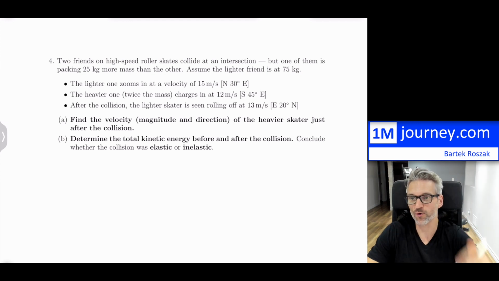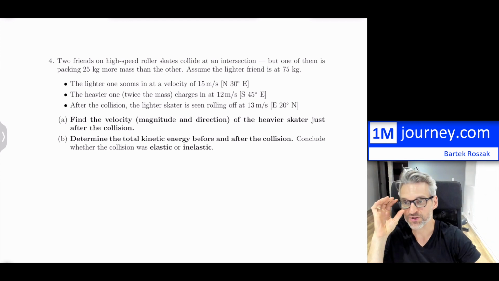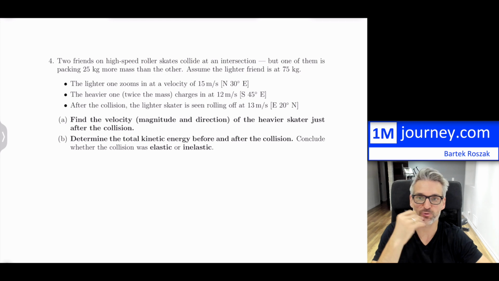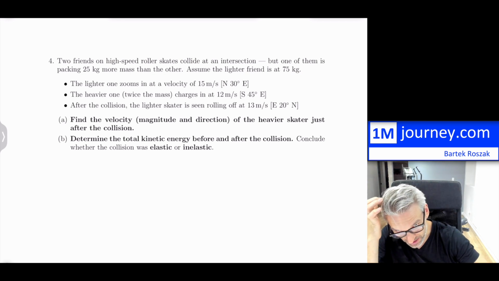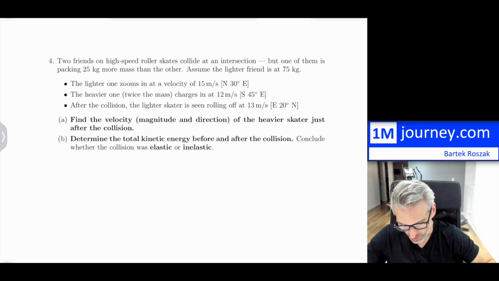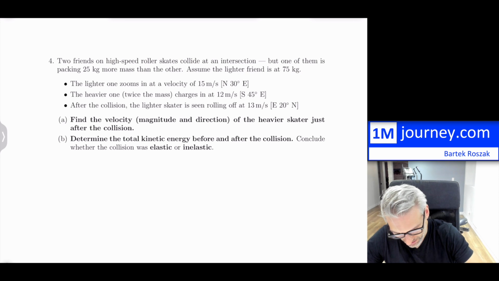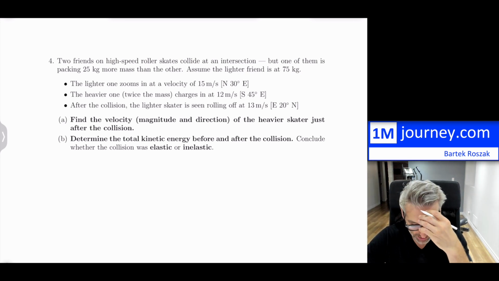Here's question number 4. So this one says, we have 2 friends on high-speed roller skates and they collide in an intersection, but one of them is packing 25 kilograms more mass than the other. Assume the lighter friend is at 75 kilograms. All right, so we have 2 masses, M1 and M2, and now they give us that the lighter one zooms in at a velocity of 15 meters per second.